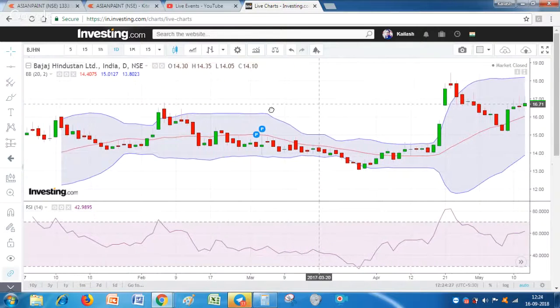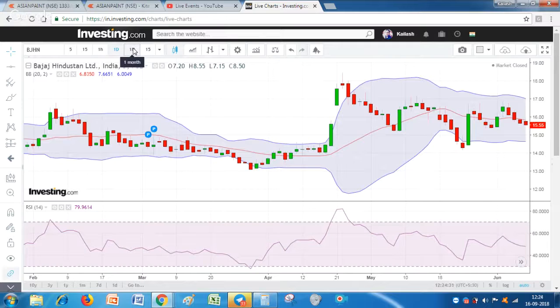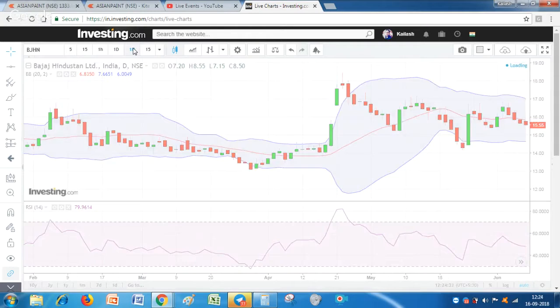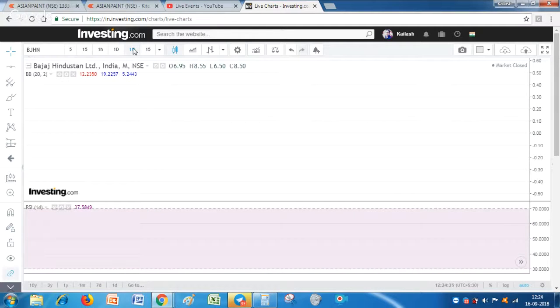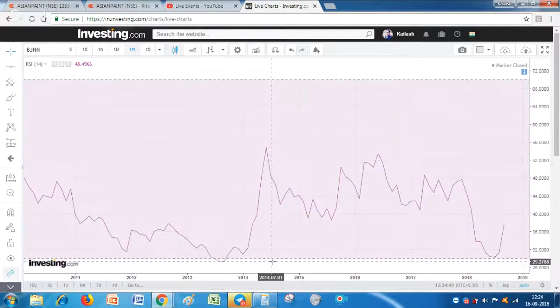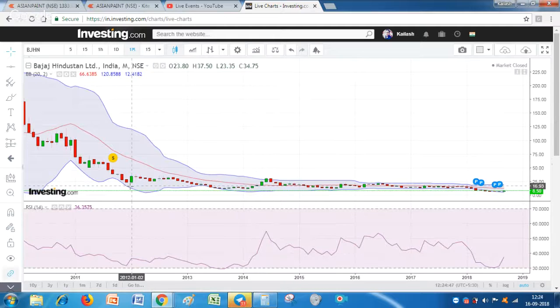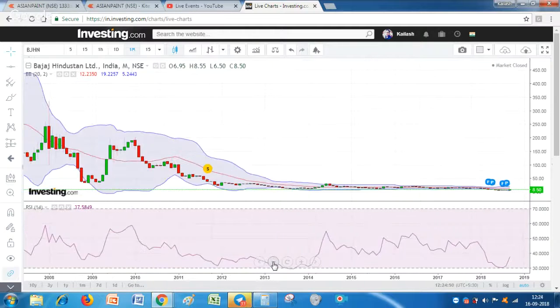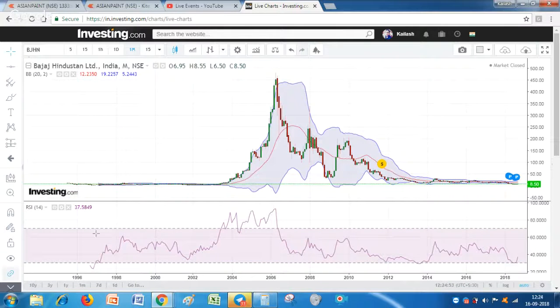So friends, let me go to the daily chart. It's not easily visible how the stock has behaved in its lifetime, so I will go to the monthly chart to show it in a nutshell. So friends, look at this chart. This is the whole chart of Bajaj Hindustan Limited.